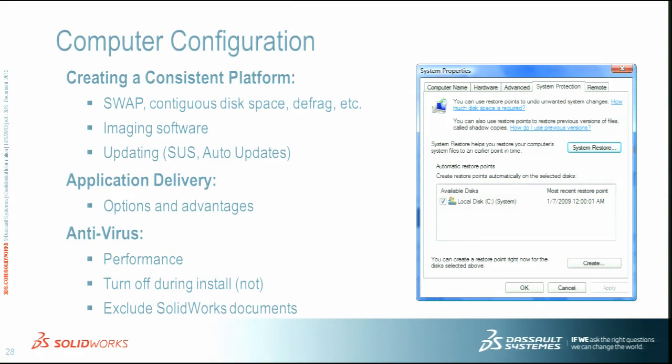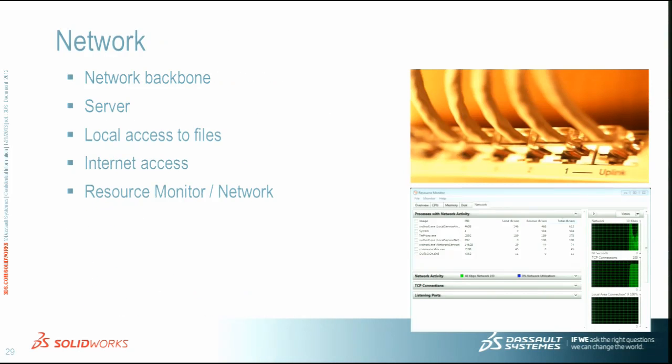Antivirus, I'll talk about this quickly during the install side of things, but many antivirus applications will allow you to exclude certain file types. So if you're opening up large assemblies and you don't want to have to scan SLD, ASM, PRT, and DRW files every time you open that, you could potentially turn that off if you're willing to assume that risk.